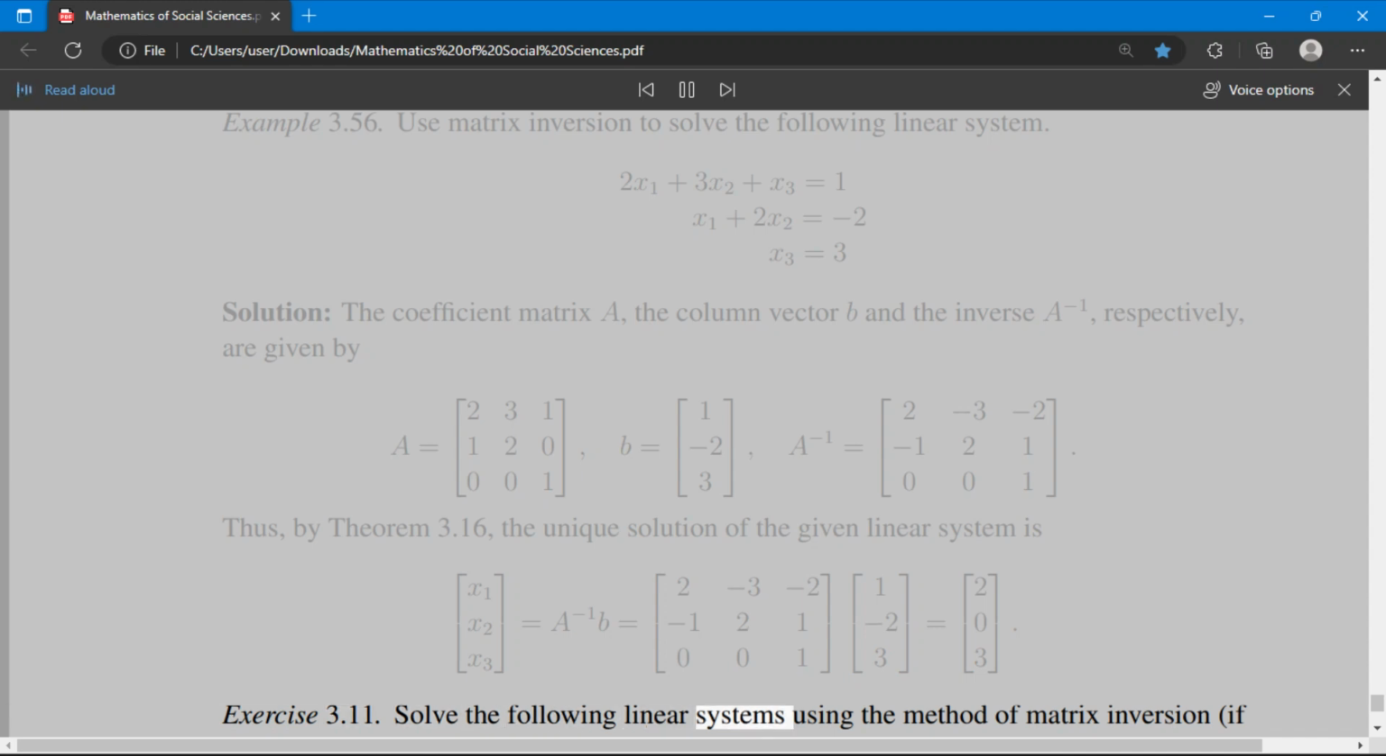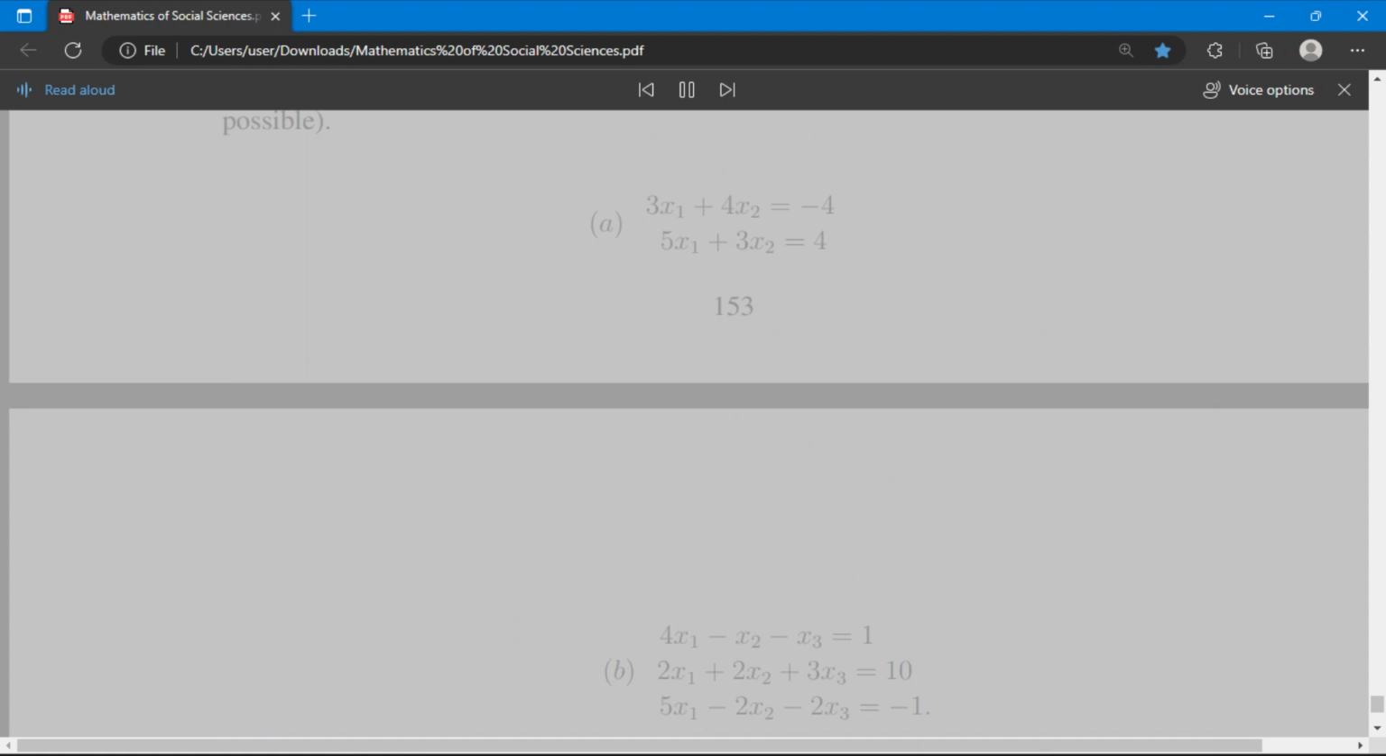Exercise 3.11. Solve the following linear systems using the method of matrix inversion, if possible. A. 3x1 + 4x2 = 4, 5x1 + 3x2 = 4.